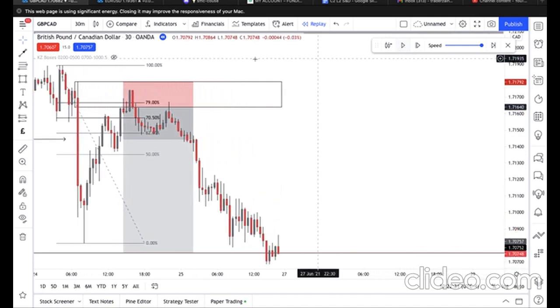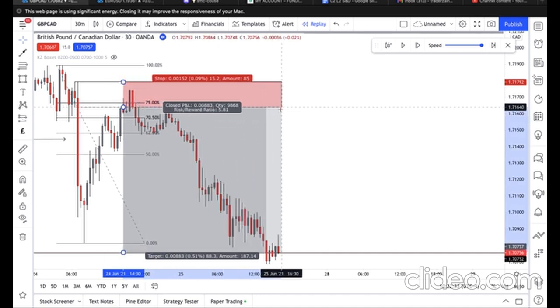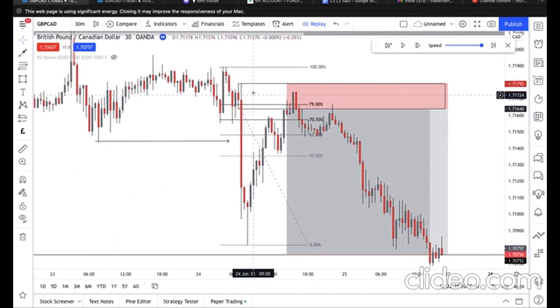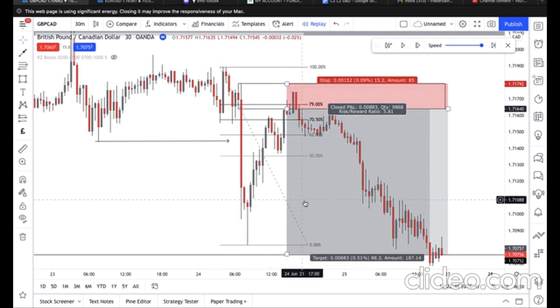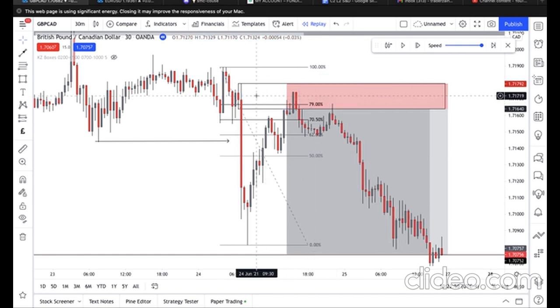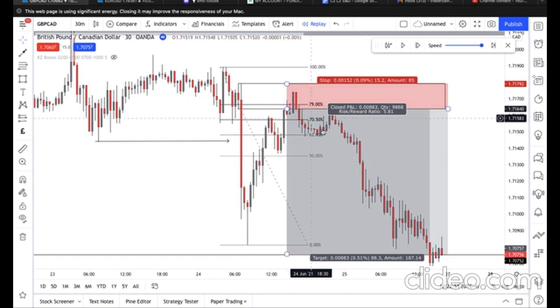And boom. TP hit. Now does it make sense why I selected this zone? Number one, it broke structure. Number two, we have a clean indecision candle. Number three, this zone aligns perfectly with our discounted Fibonacci level. So this will be classified as a premium supply. So when price pulls back into it, we would look to sell off.